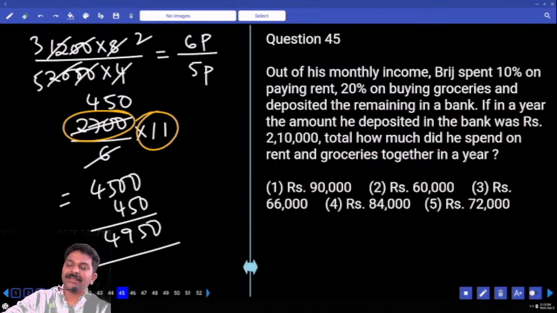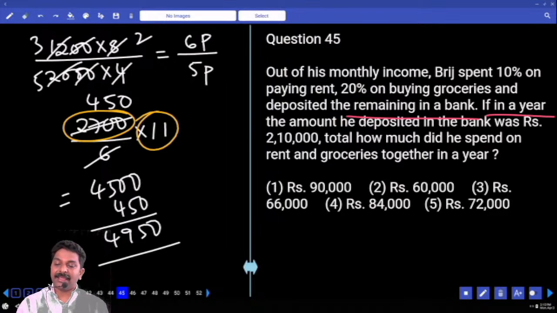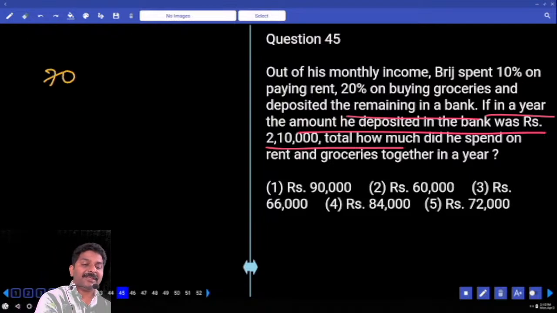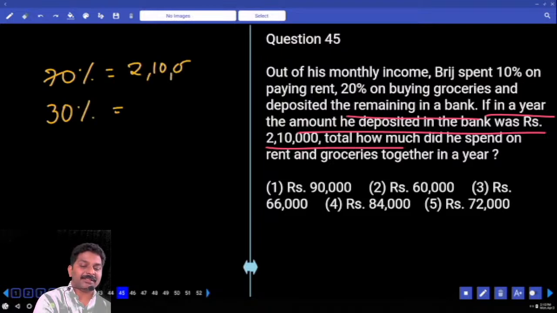Out of his monthly income, Bridge spends 10% on paying rent, 20% on buying groceries and deposited remaining in the bank. What is remaining so far? 70%. In a year, the amount he deposited in the bank was 2,10,000. How much did he spend on rent, groceries together in a year? Now, 70% is invested in a bank, 30% are spendings. 70% is equal to 2,10,000 and the question is about 30%.